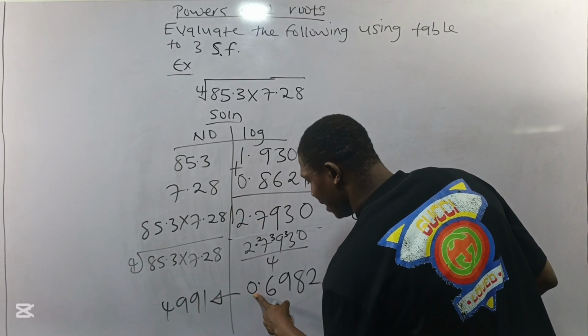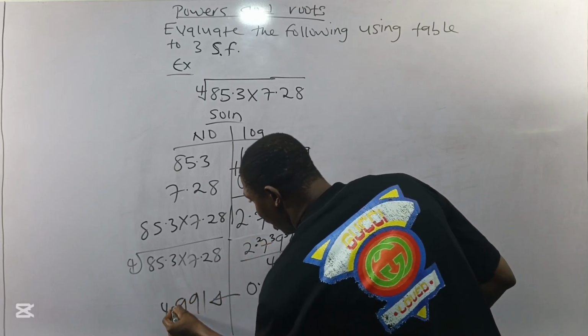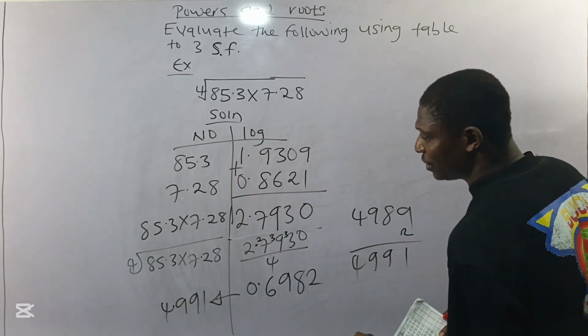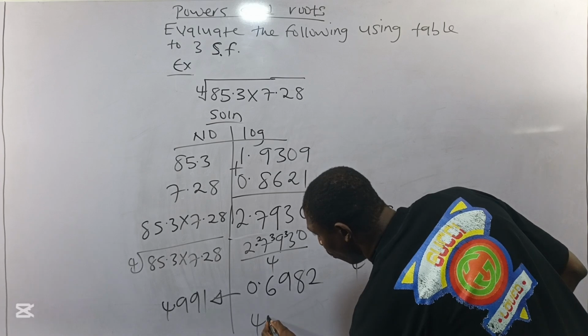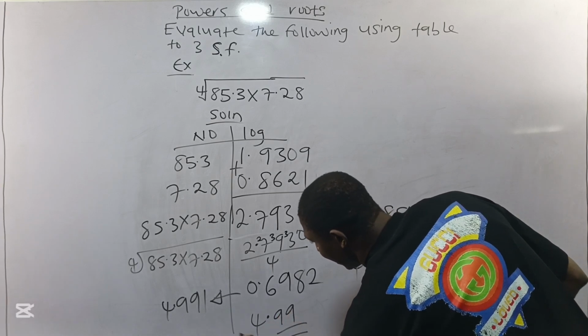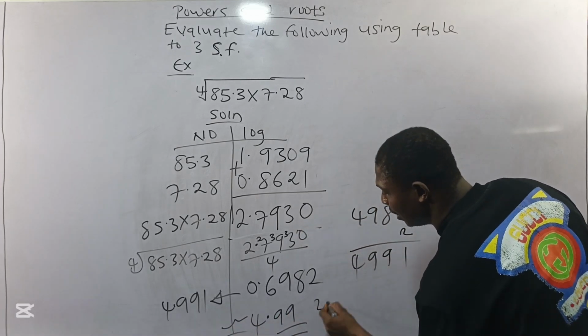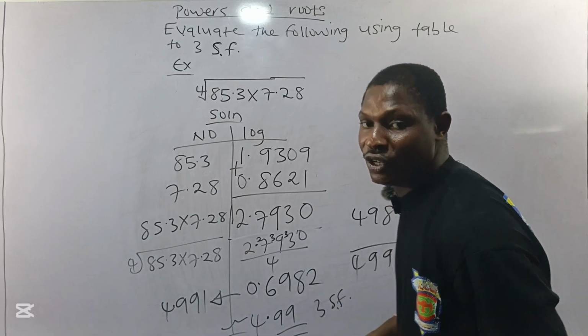Using my decimal, my 0 here plus 1 will give me 1. I'll have my decimal here. So to 3 significant figure will give me 4.99 approximately as my what? Answer. 3 significant what? Figure.